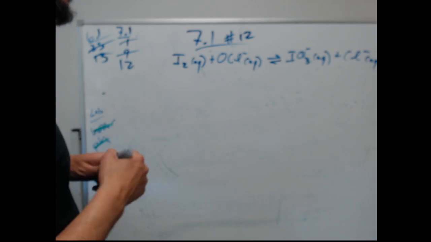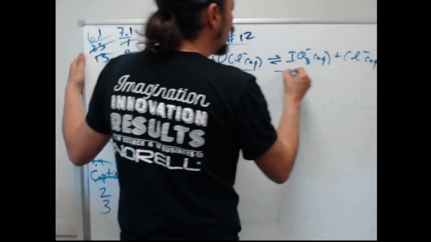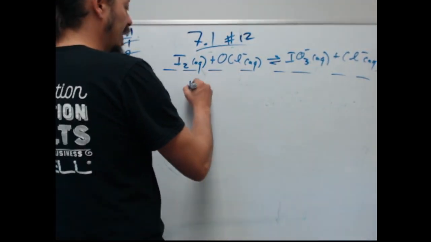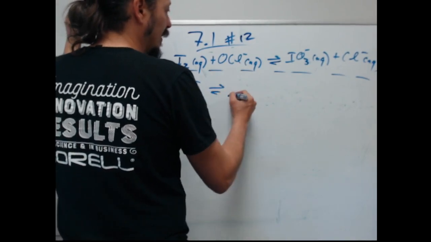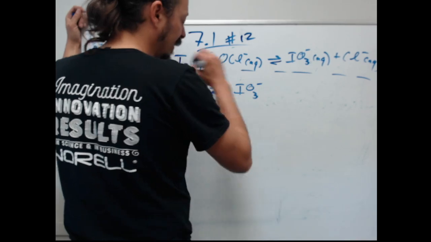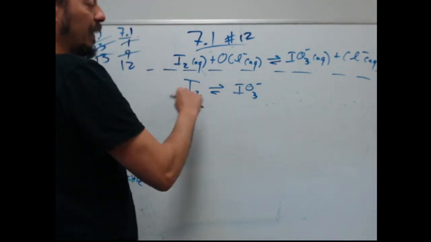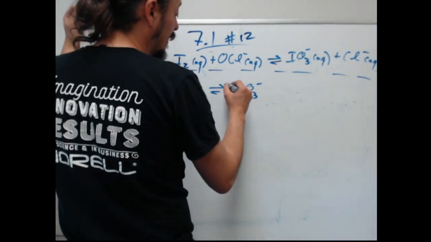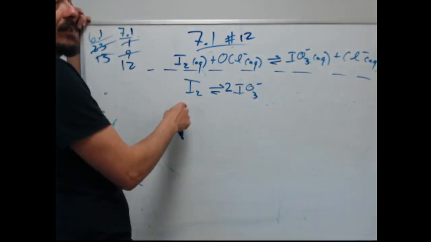In any case, we'll do the same thing. We're going to split it up into 2 halves. I'm going to put my iodine and my iodine together. So I'm going to have I2 going to IO3-. First thing I need to do is balance the iodine. So I'm going to just put a 2 there. So I've got 2 iodines, 2 iodines.